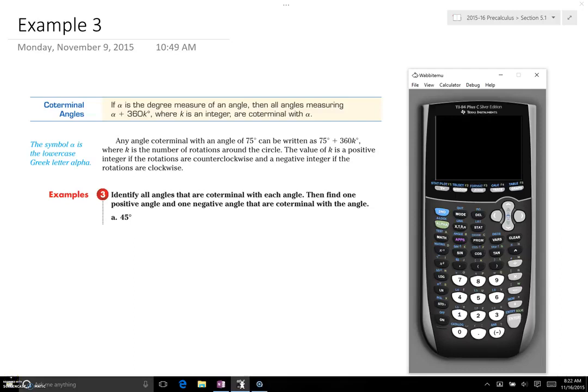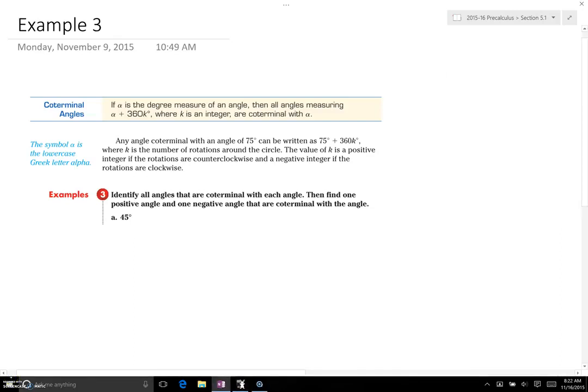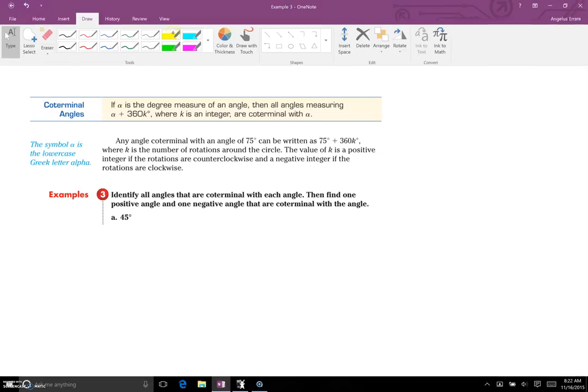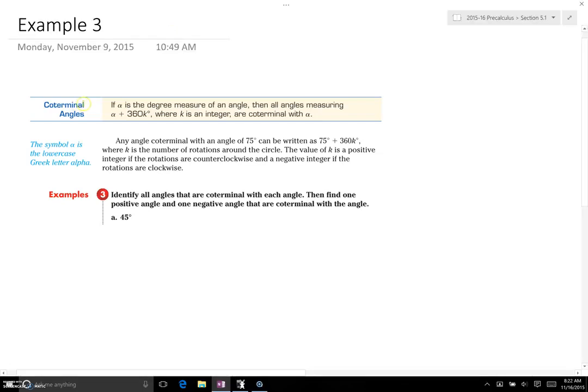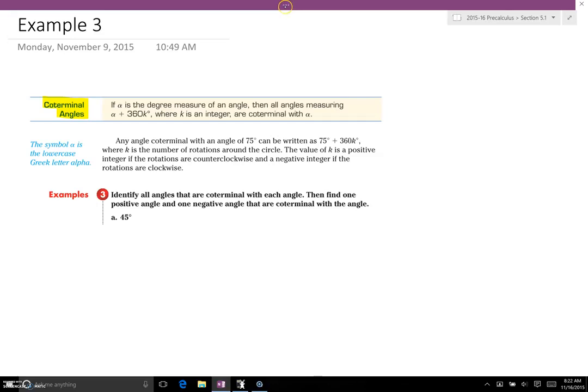So let's continue with example 3. In this case, we're going to talk about coterminal angles. In some situations, the exact degree measure of the angle is not important, and we just want to know where it lies within the unit circle.